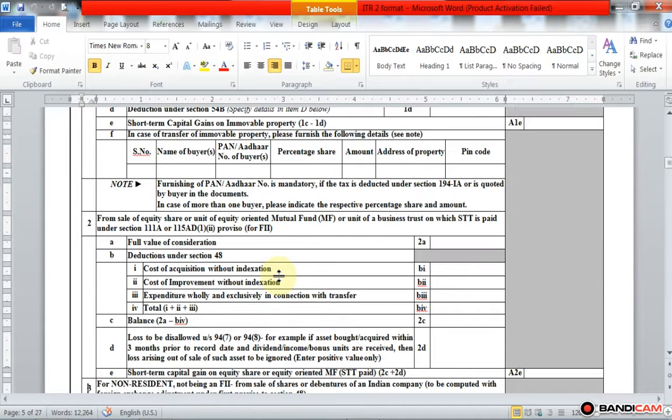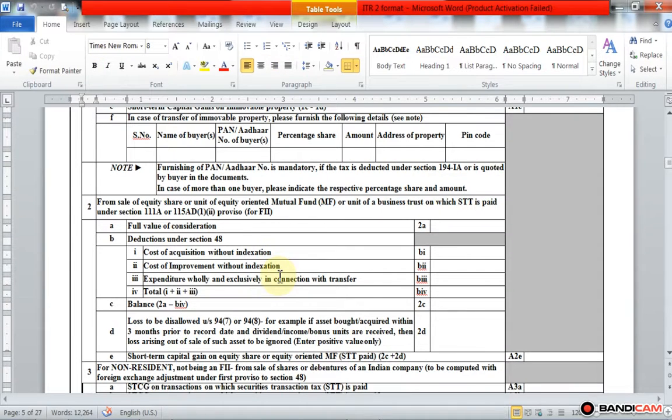Then here the assessee will furnish the information of the buyers, those persons who purchased this property. Serial number means if more than one person has bought this property, then the assessee will furnish all the names of the buyers. Here serial number 1, 2, 3, 4, 5, whatever the number of buyers, then name of the buyers, then PAN of buyers, then percentage of share, then amount, address of property, and PIN code.